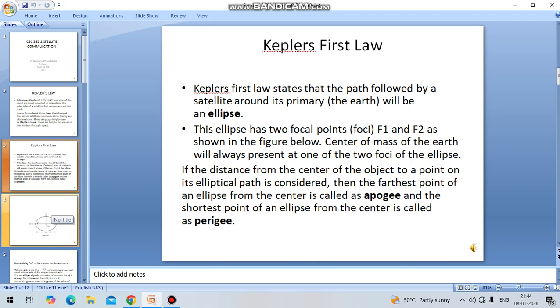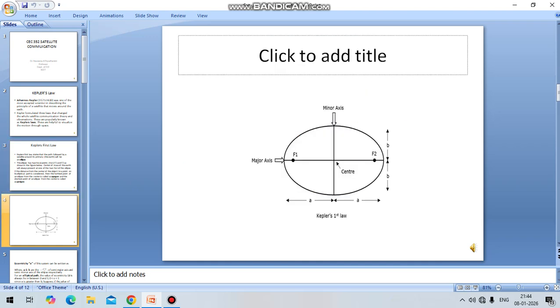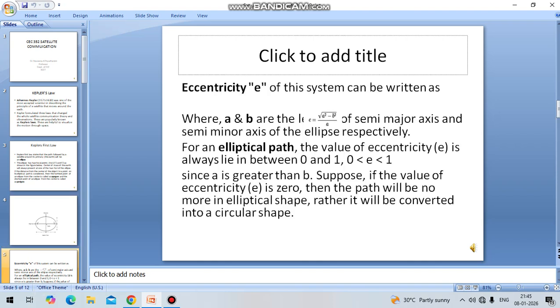If the distance from the center of the object to a point on its elliptical path is considered, the farthest point of the ellipse from the center of the Earth is referred to as apogee, and the nearest point from the center of the Earth is called perigee. In this figure, A indicates the semi-major axis and B indicates the semi-minor axis. The total length is the major axis. From this, the eccentricity is calculated.